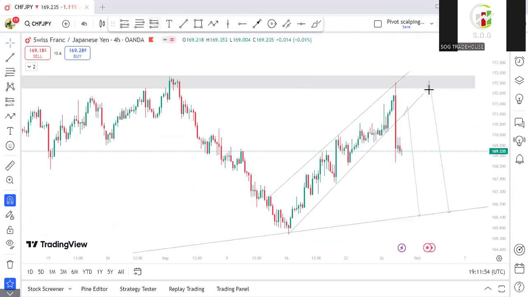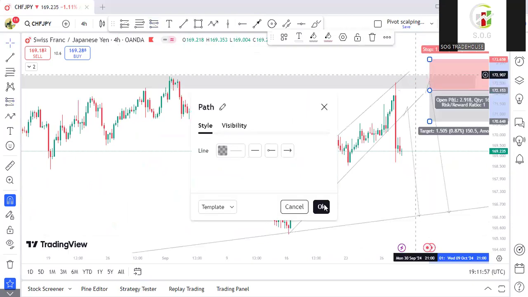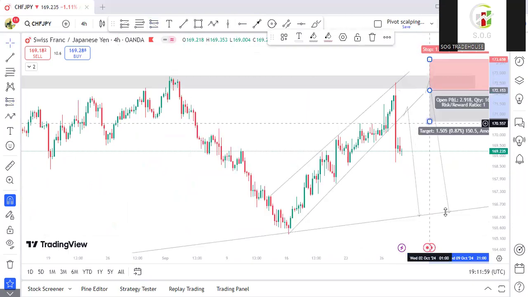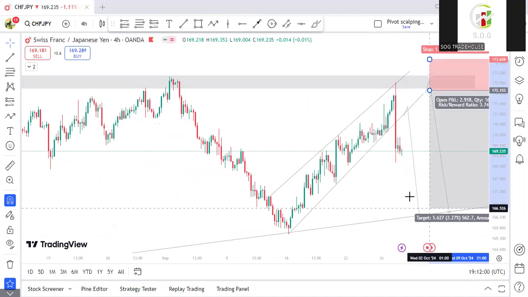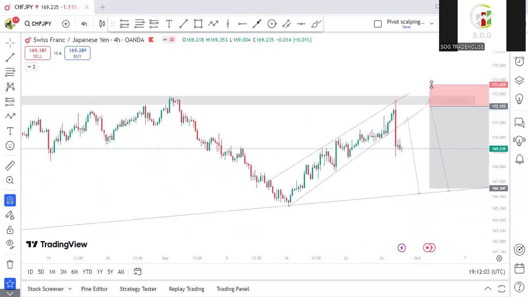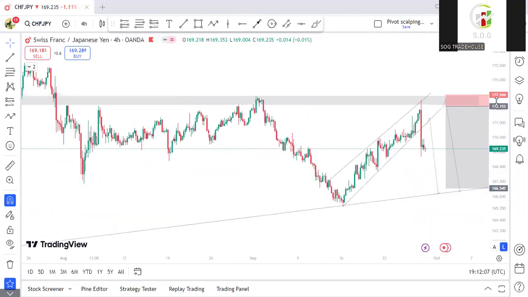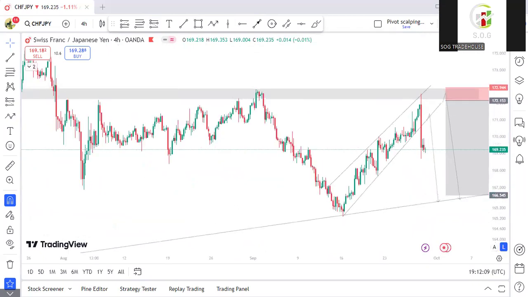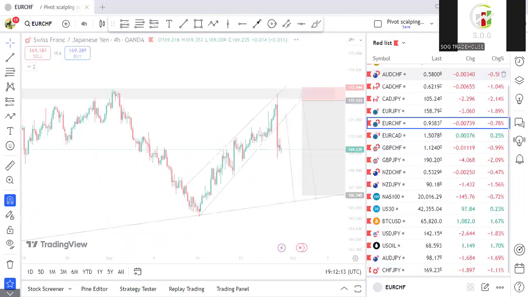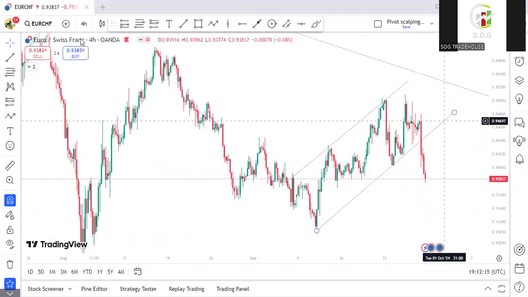So we're waiting patiently to see what the market gives us at this point. All we have to do is just sit back, monitor our charts, and see how the market plays out. So this is my analysis on CHFJPY. Next on my list is Euro CHF. I'll delete everything and start the analysis afresh.